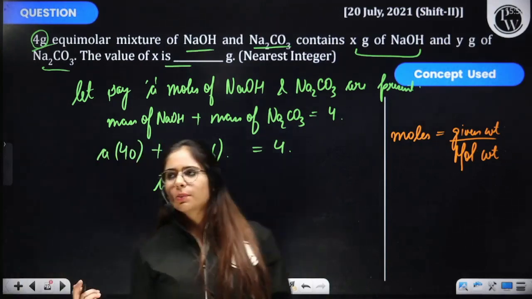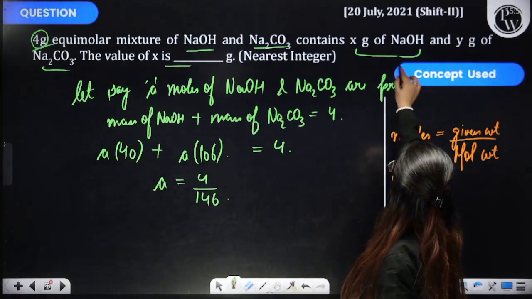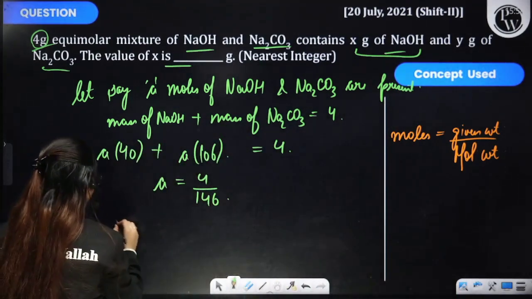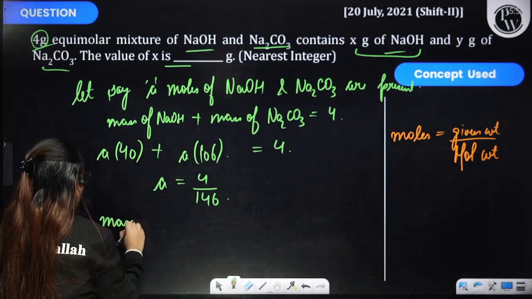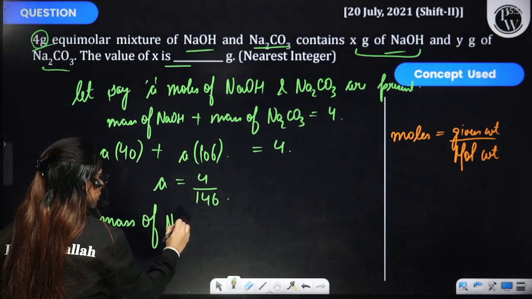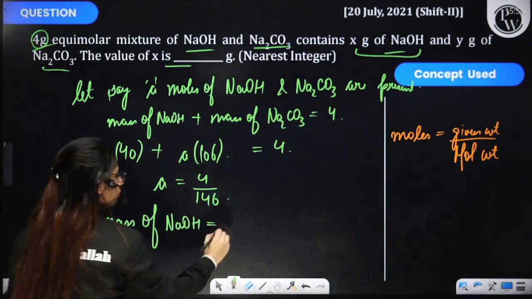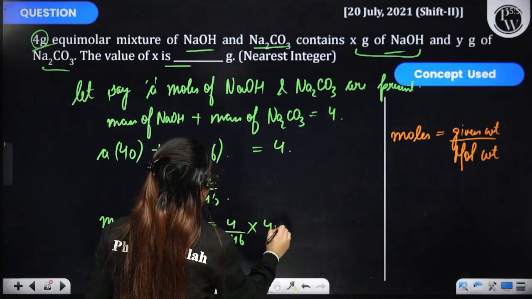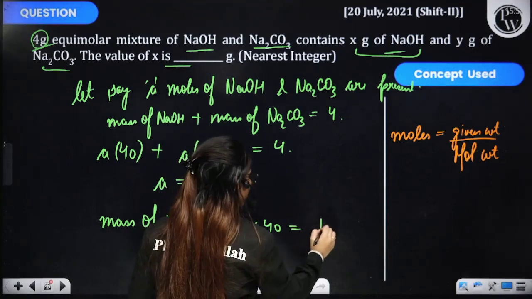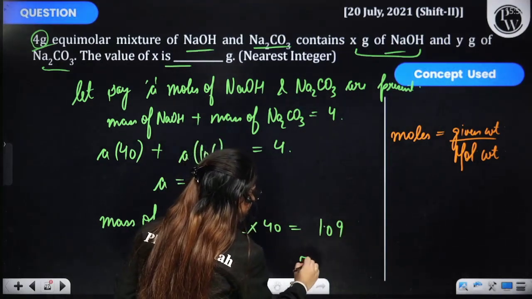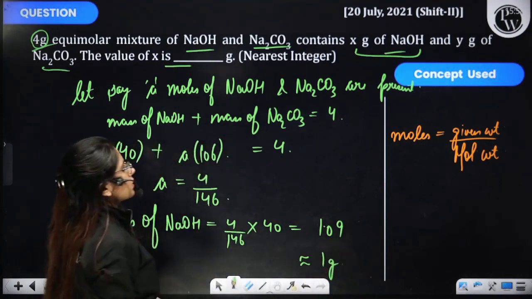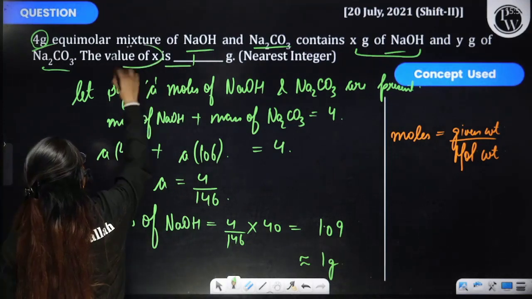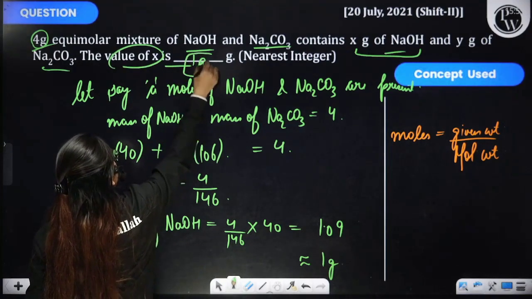But you have to calculate the mass of NaOH. That means you have to multiply by its molecular mass. So for the mass of NaOH, it will be equal to its moles and then its molar mass, that is 40. It will come out to be 1.09, which is approximately 1 gram. So the answer is 1. That means the value of X is 1 gram. This is your answer.